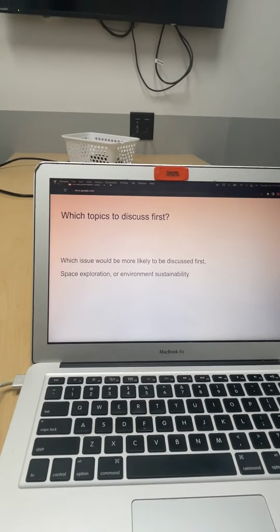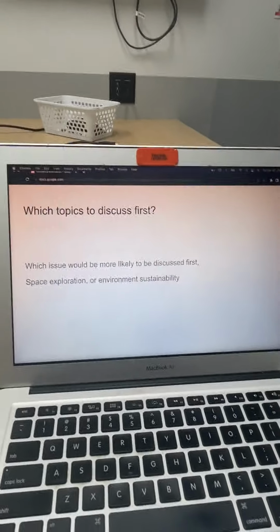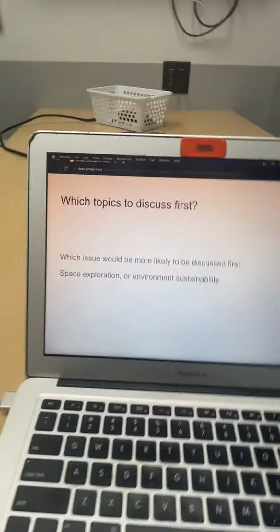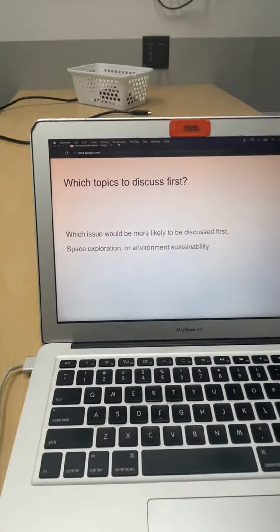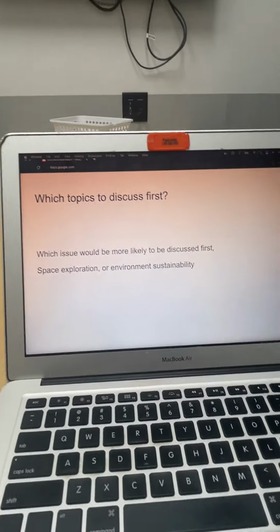Environmental sustainability has some lasting impacts that can impact the future of the debate, and so you need to tackle that issue first. And so that's why it would be voted upon first, but some people might disagree on that, and it would be voted on first by that.